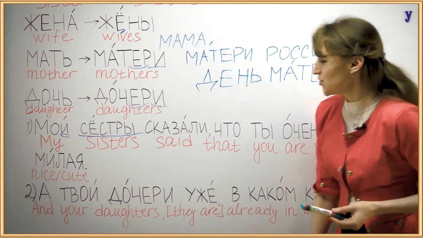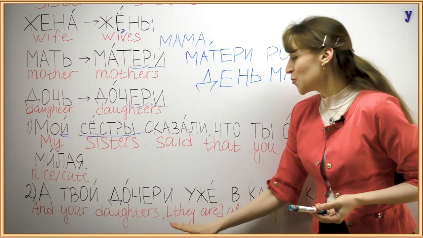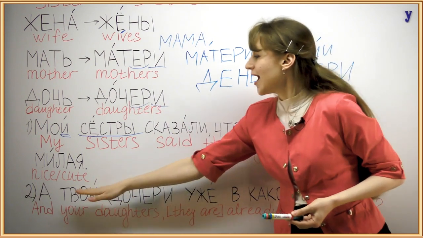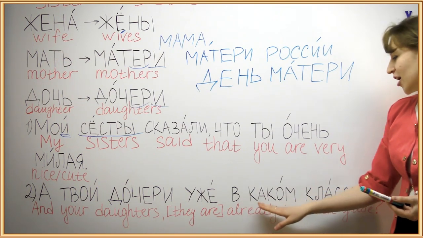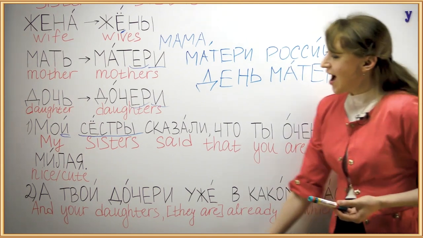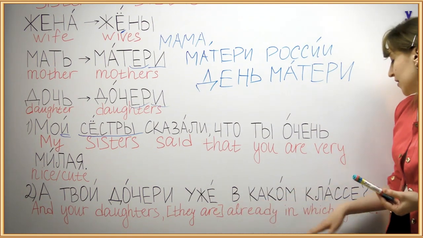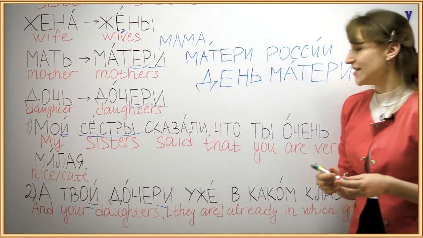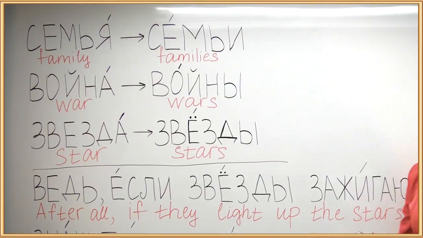And I promised you to come back to this example if your fiancé has daughters. So now we know how to say daughters in Russian. Дочери. А твои дочери уже в каком классе? So what grade are your daughters? А твои дочери уже в каком классе? Again, дочери agrees with твои, the possessive pronoun. Some more examples of this group.